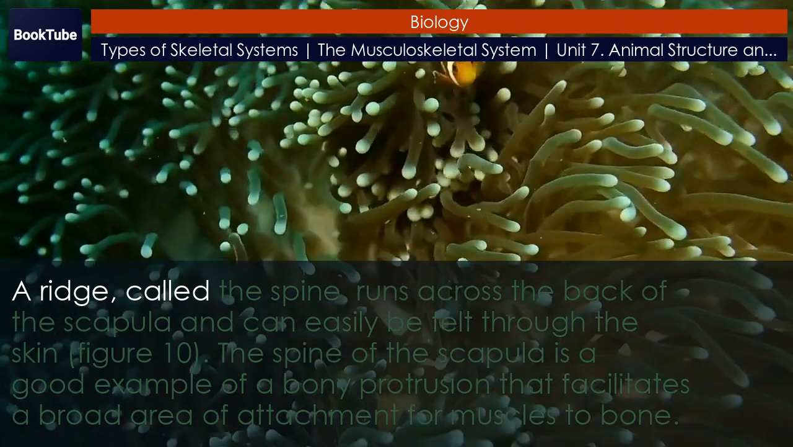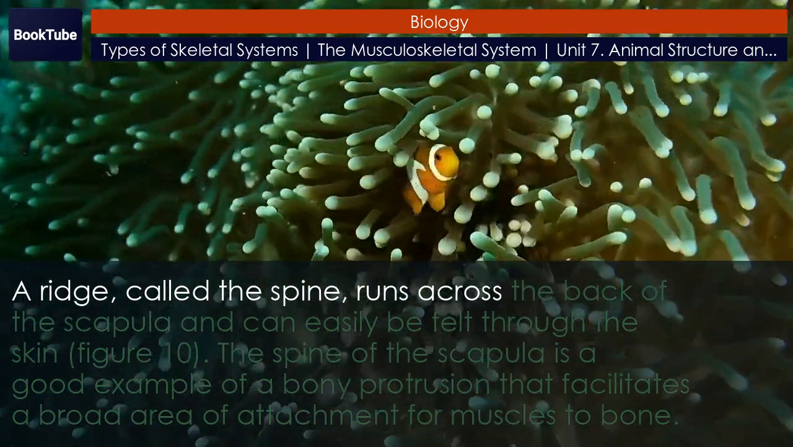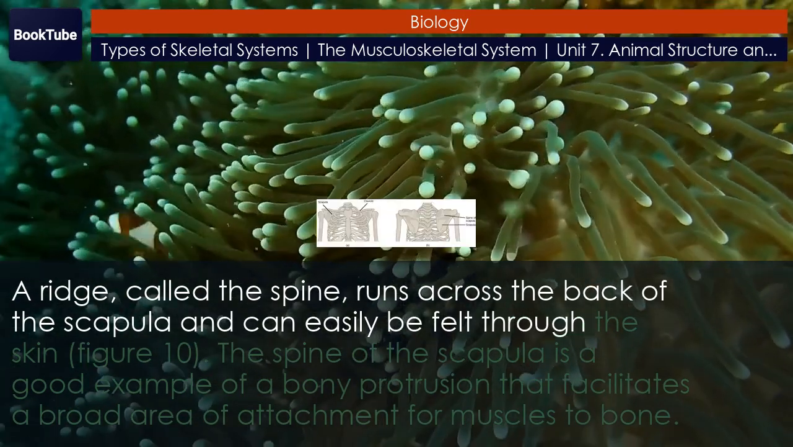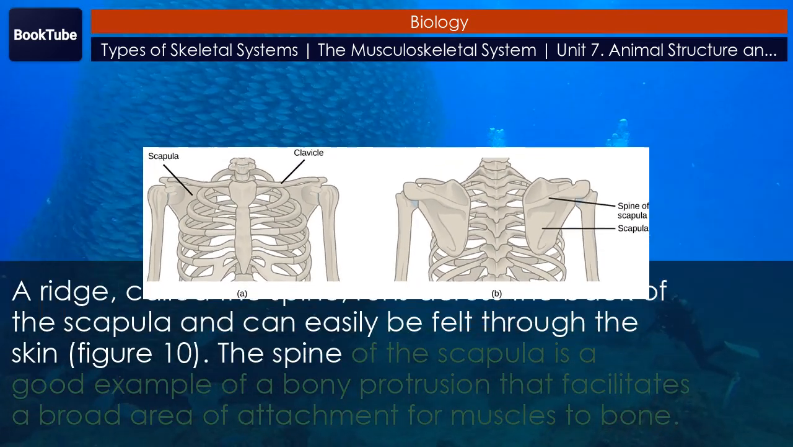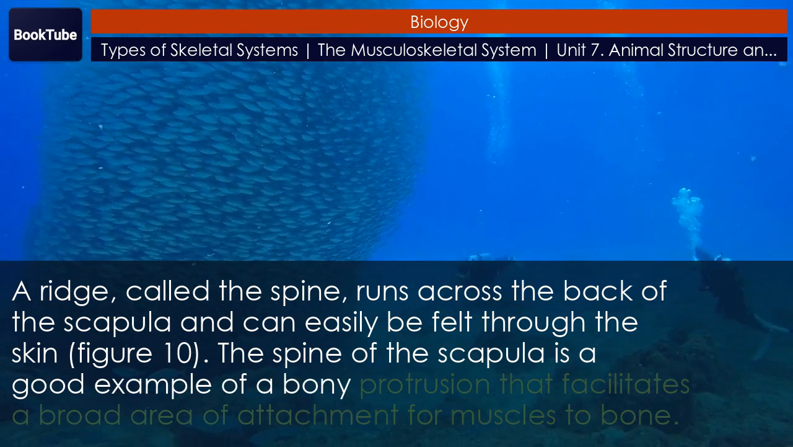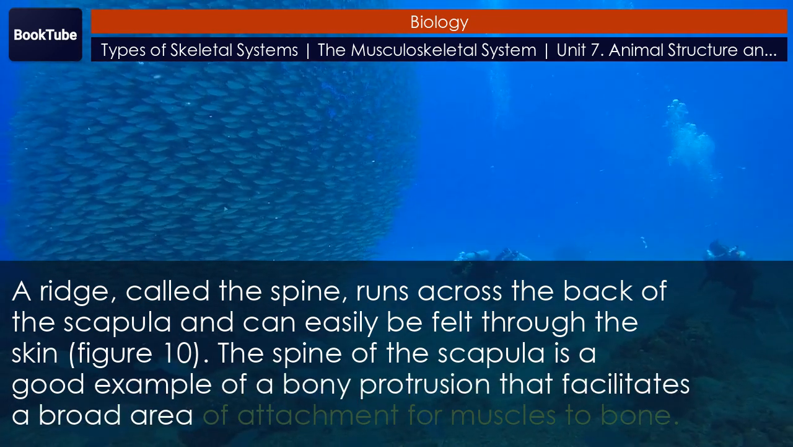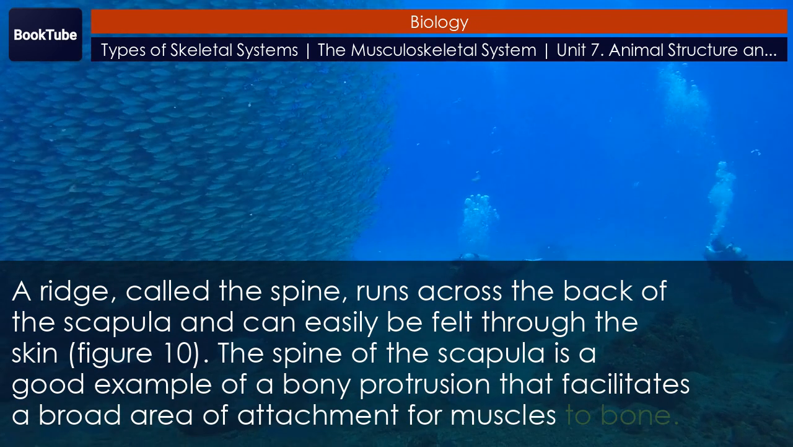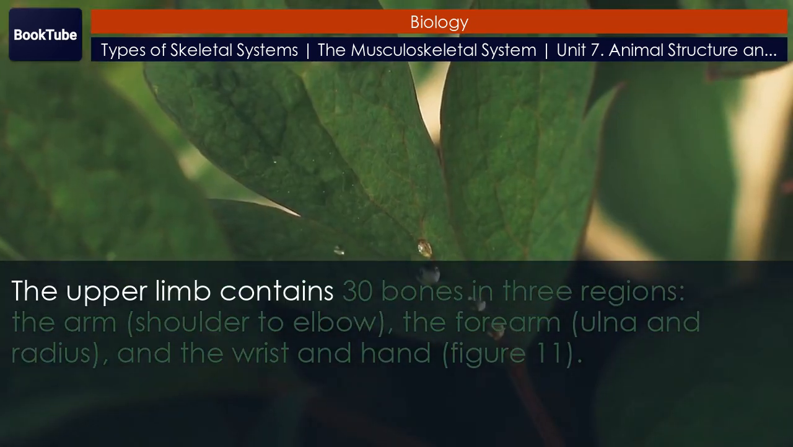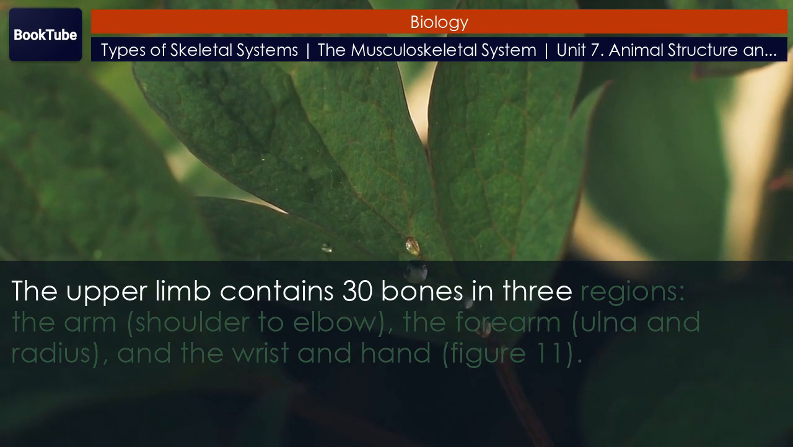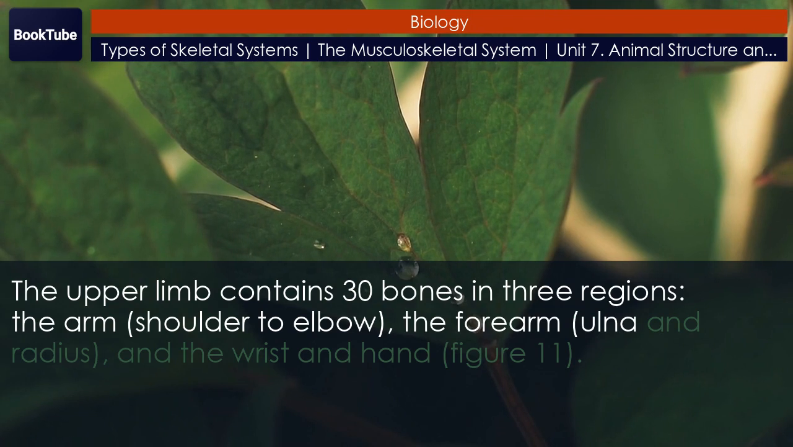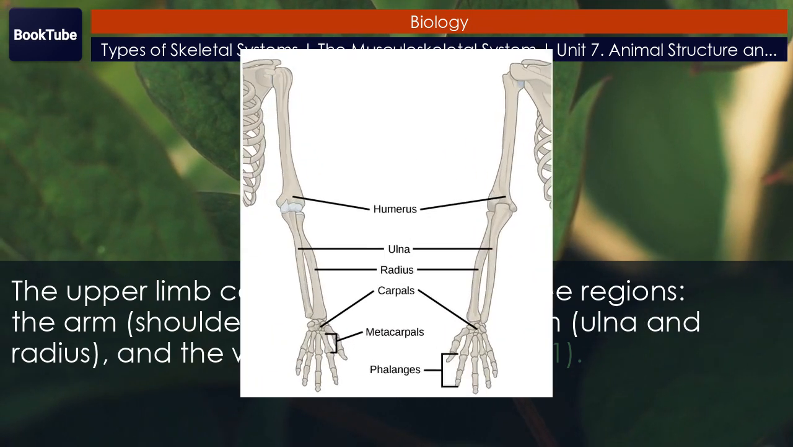A ridge, called the spine, runs across the back of the scapula and can easily be felt through the skin. Figure 10. The spine of the scapula is a good example of a bony protrusion that facilitates a broad area of attachment for muscles to bone. The upper limb. The upper limb contains 30 bones in 3 regions: the arm, shoulder to elbow; the forearm, ulna and radius; and the wrist and hand.